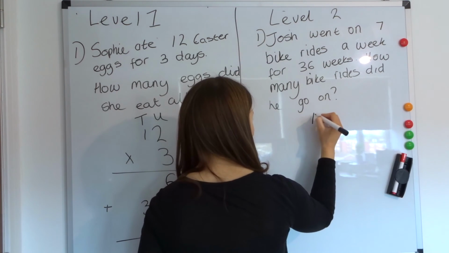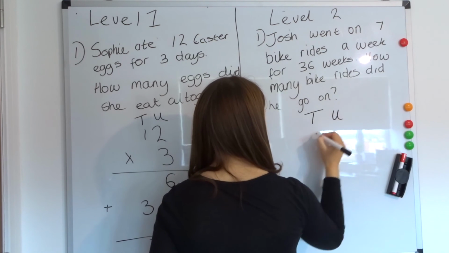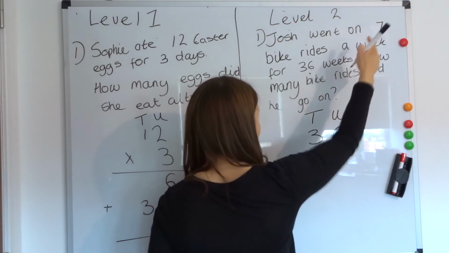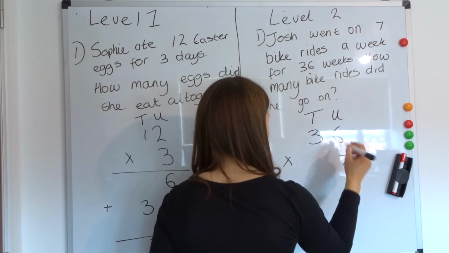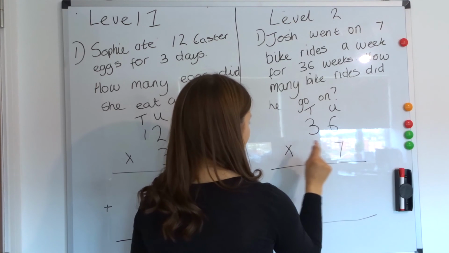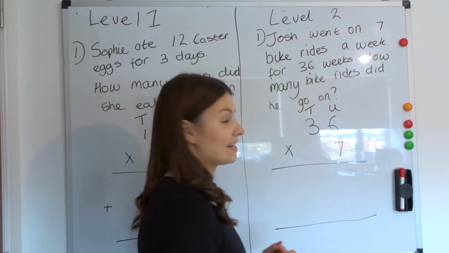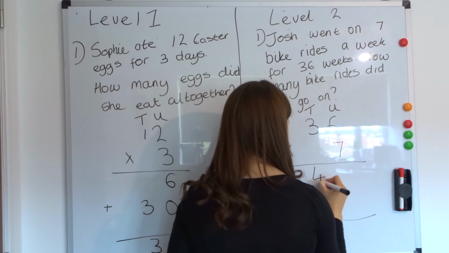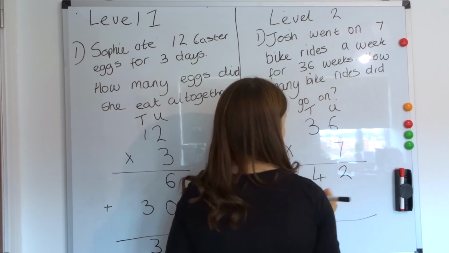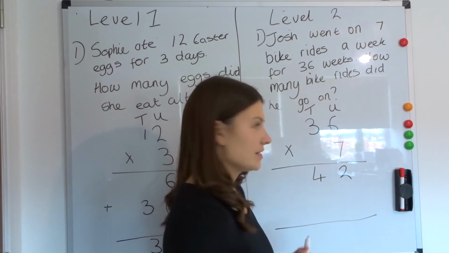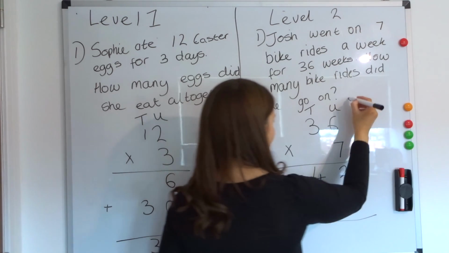So which number is the biggest number out of those two? 36. So tens and units, and we're going to put 36 on the top. Times, and then we need to times it by 7 for 2 lines, and then we need to do 6 times 7. What is 6 times 7? 42. Well done. Then we need to do 30 times 7. I'm just going to write that down.